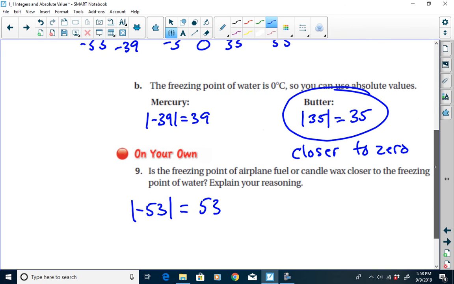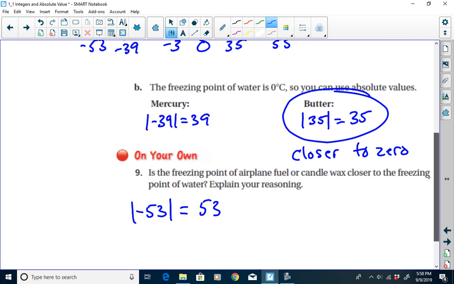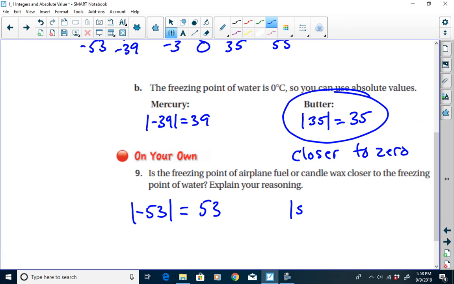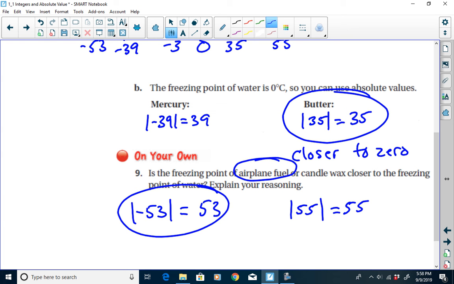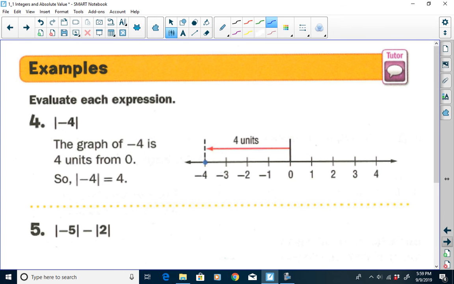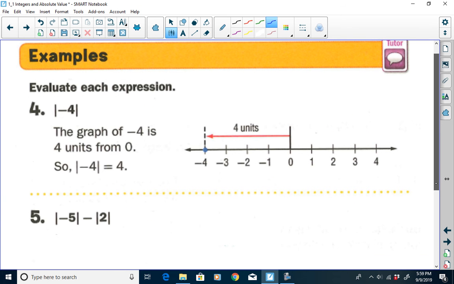All right, candle wax, let's see, where's my candle wax? Candle wax has a freezing point of 55 degrees. The absolute value of 55 is going to be 55. So which is closer to the freezing point of water? Well, the freezing point of water is 0, so which of these is closer to 0? 53 is closer to 0, so airplane fuel would be the value that is closer to the freezing point of water.